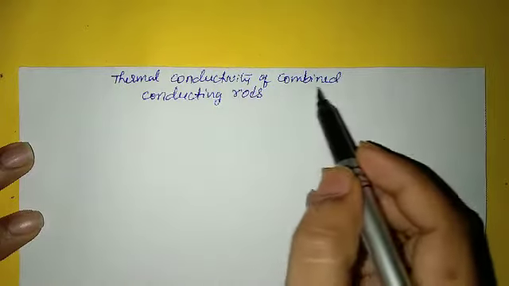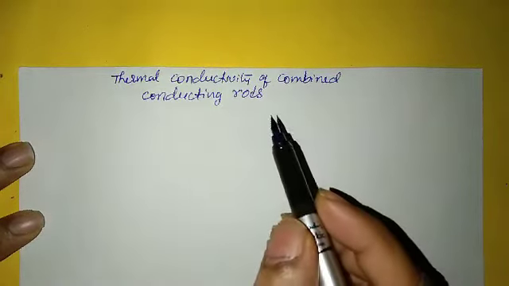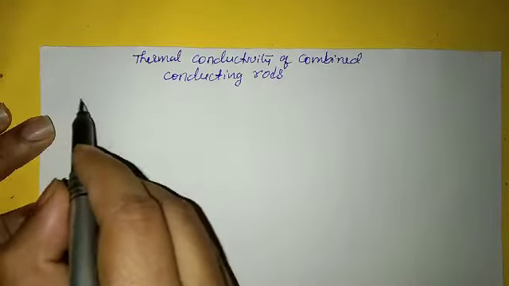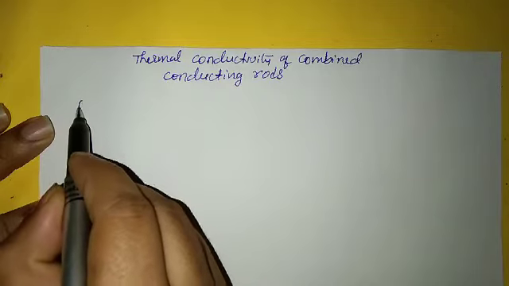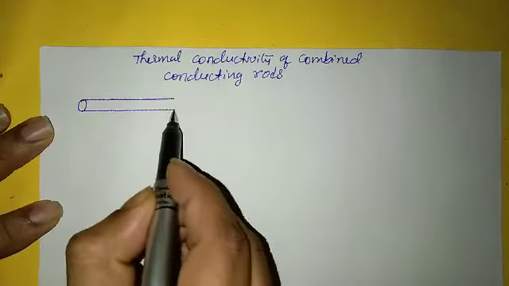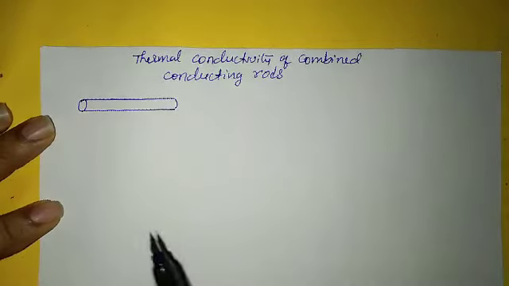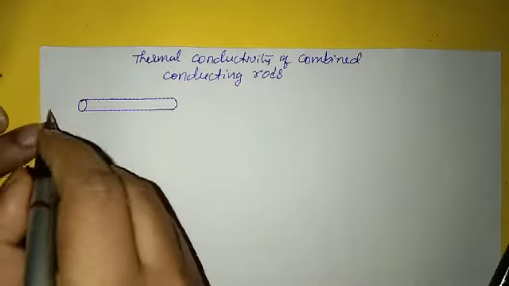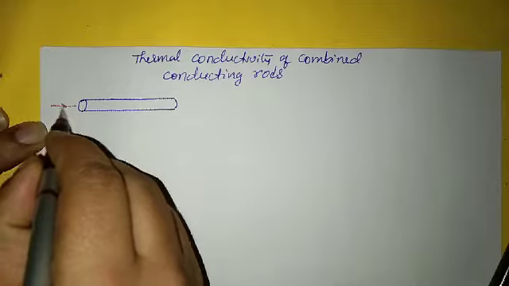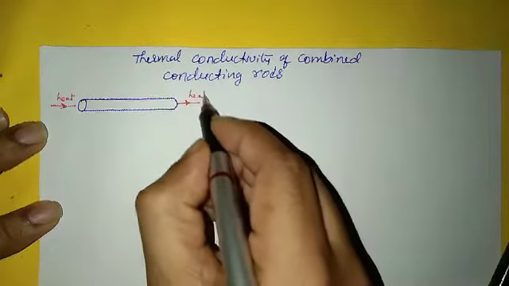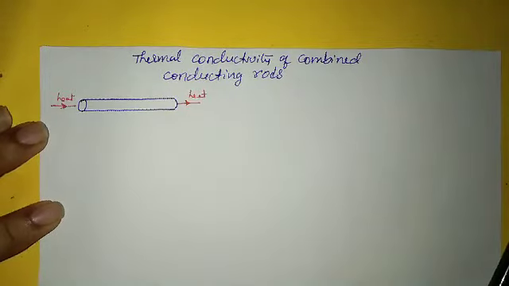Thermal conductivity of combined conducting rods. Say I have a thermal conductor, like a metal rod here. If this is a single conducting rod, then how much heat would pass from this end to this end? For this, I have to specify many other parameters.